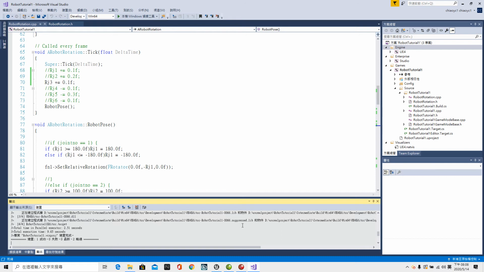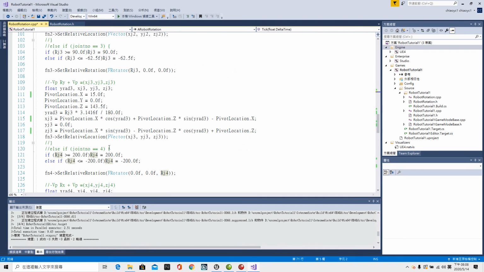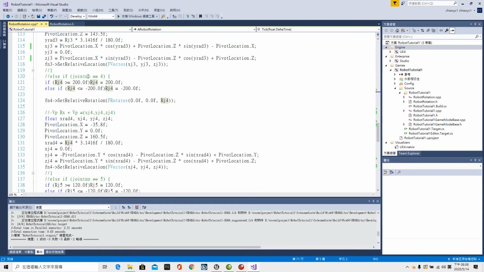The next, handle RJ4. RJ4 minus equal 0.1F semicolon. RJ4 is rotating about the x-axis. The checking of upper and lower limit and the rotation has nothing to do with x coordinates.